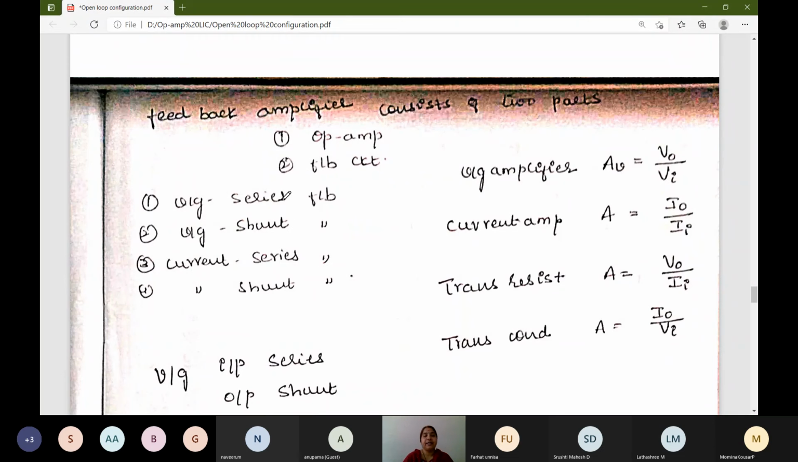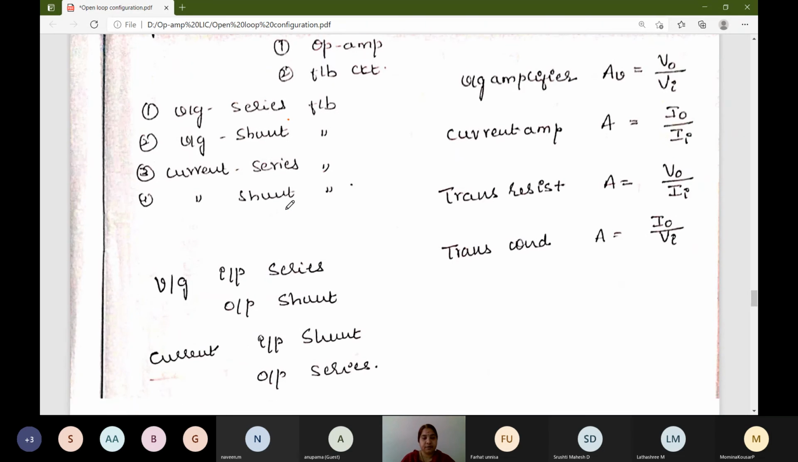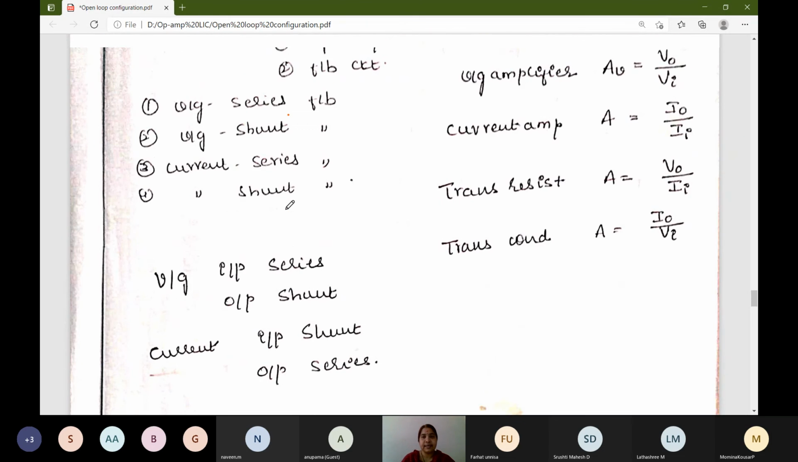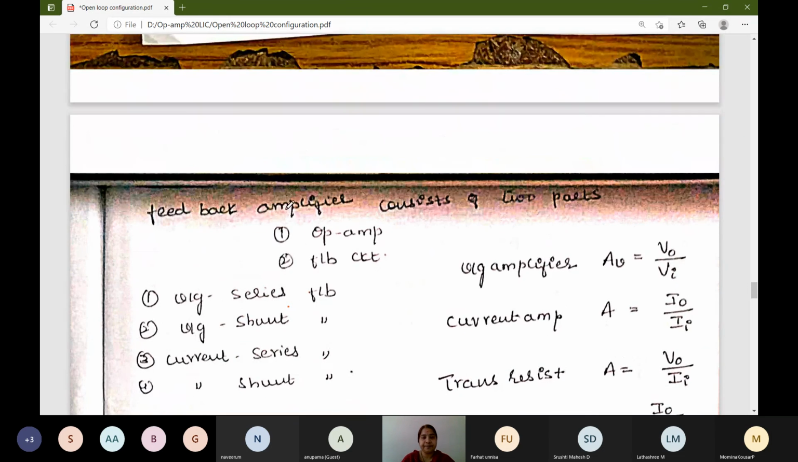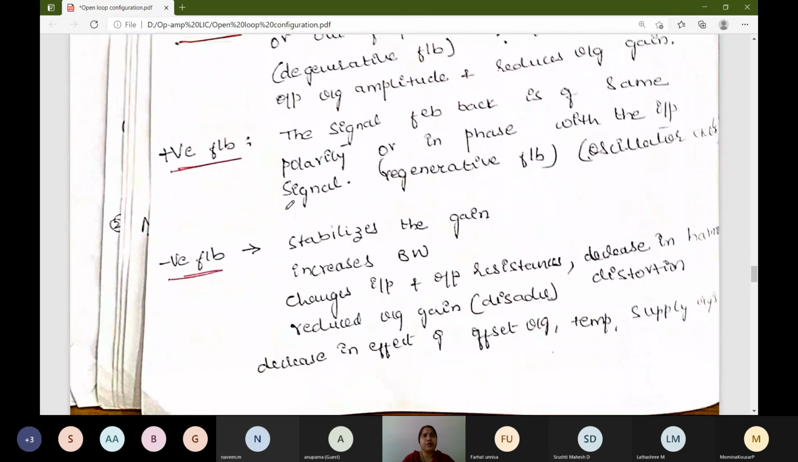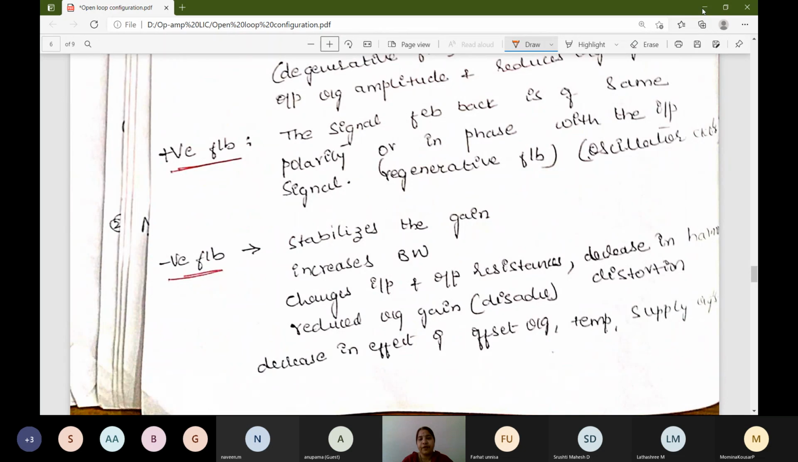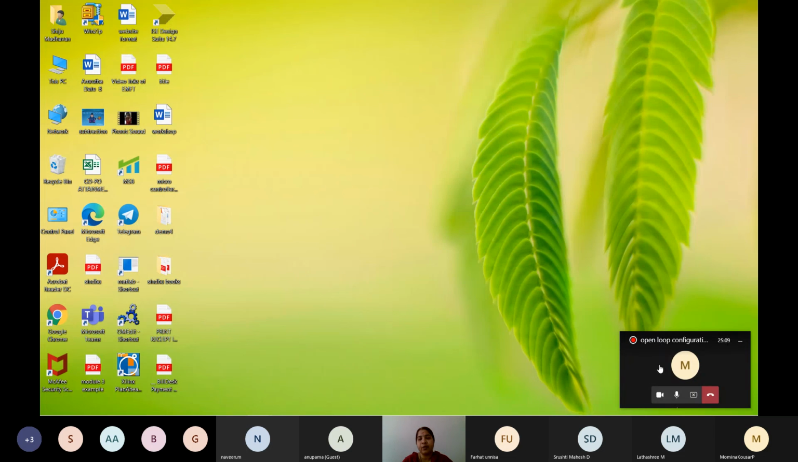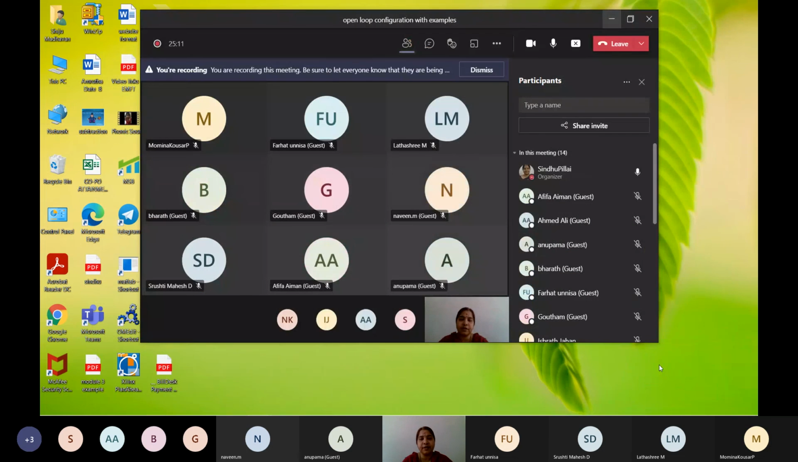In this, the first 2 are for you, that is voltage series and voltage shunt, which we will study with equations. That I will do in the next class. So in negative feedback, feedback is given to an op-amp to reduce the gain and to stabilize the gain. So what is important that we have studied is the 3 open loop configurations we have learned.